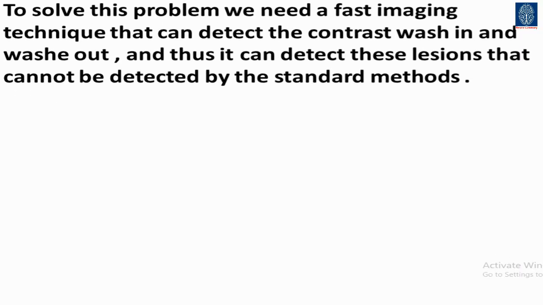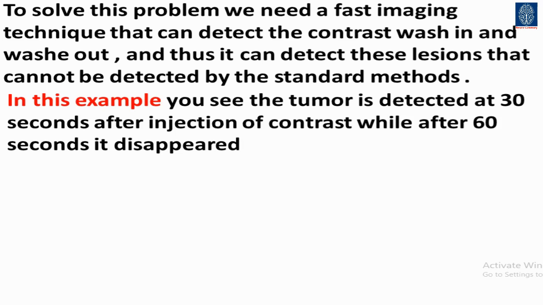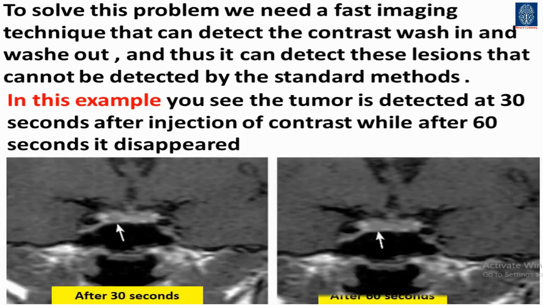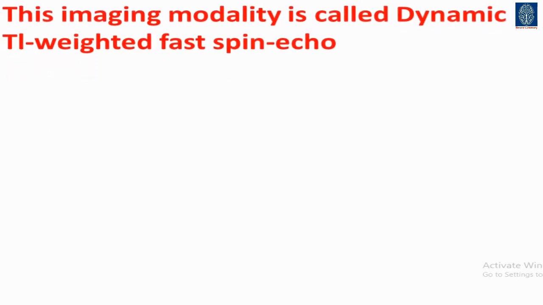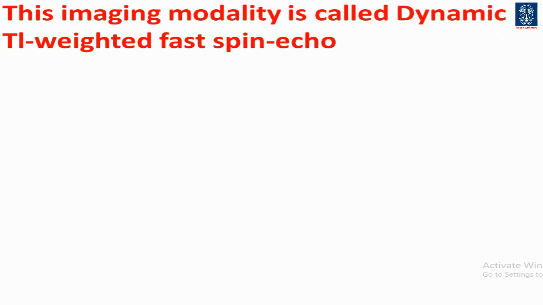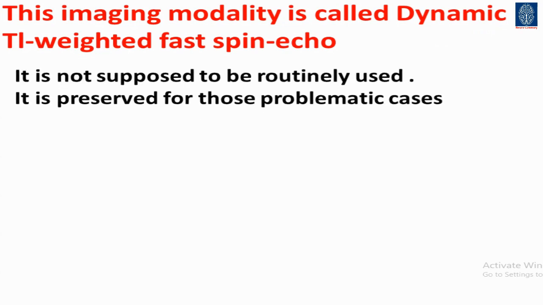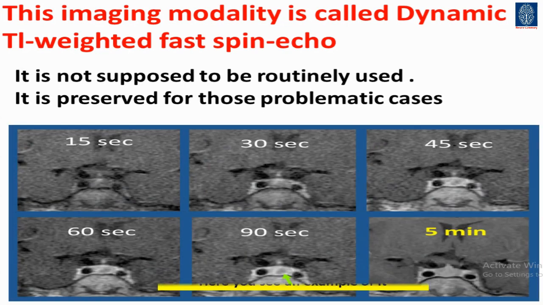To solve this problem, we need a fast imaging technique that can detect the contrast wash in and wash out, and thus it can detect these lesions that cannot be detected by the standard methods. In this example, you see the tumor is detected at 30 seconds after injection of contrast, while after 60 seconds, it disappeared. This imaging modality is called dynamic T1 weighted fast spin echo. It is not supposed to be routinely used. It is reserved for those problematic cases only.